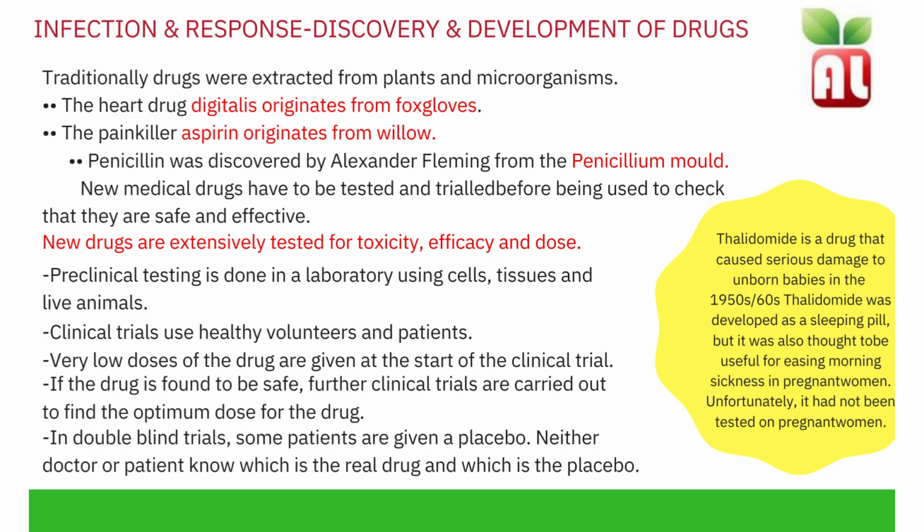The next stage are clinical trials, using healthy volunteers first and then patients. Very low doses of the drug are given at the start of the clinical trial. This is to ensure that there are limited side effects. If the drug is found to be safe, further clinical trials are carried out to find the optimum dosage for the drug. Dosage is the amount of the drug that can be given per kilogram of body weight.